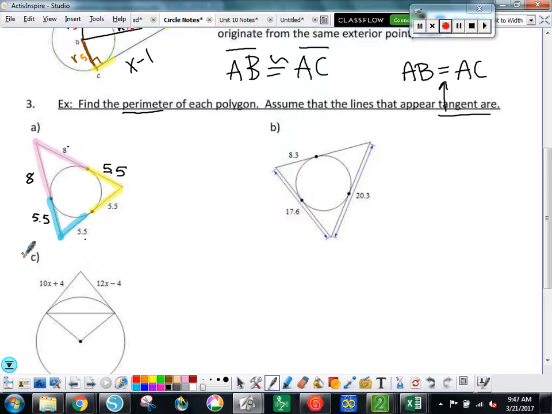Now you have all of those little pieces. So now what do we do? Add them all up. You should get a nice number like 38. Oh, like exactly 38. All right.